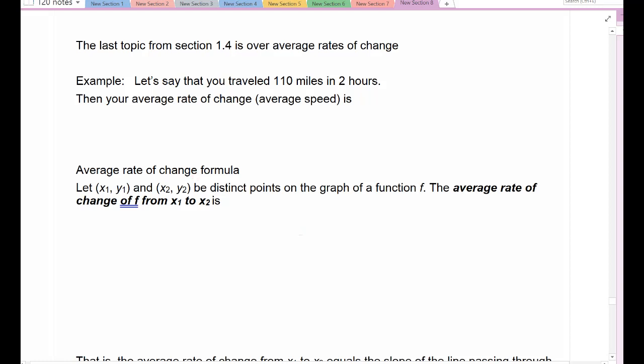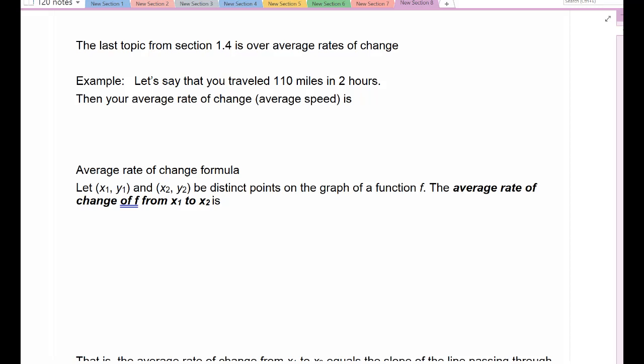Okay, the last topic in Chapter 1, so hopefully you've been preparing for that first test, because this is the last topic for Chapter 1. The last thing we're going to talk about is average rate of change, and then the difference quotient, which is a special expression of average rate of change. Average rate of change is a very important topic in higher level mathematics, college algebra and beyond.